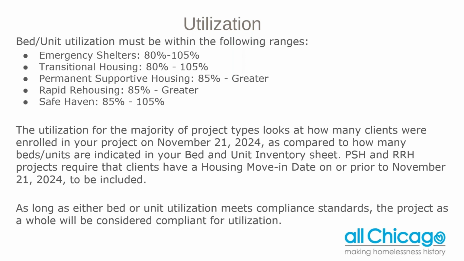For permanent supportive housing and rapid housing, those project types require that the client have a housing move-in date on or prior to that point in time date, November 21st, to be included in utilization. So if you have a permanent supportive housing project or a rapid housing project, and you have clients that don't have a housing move-in date prior to or on November 21st, they're not going to be included.